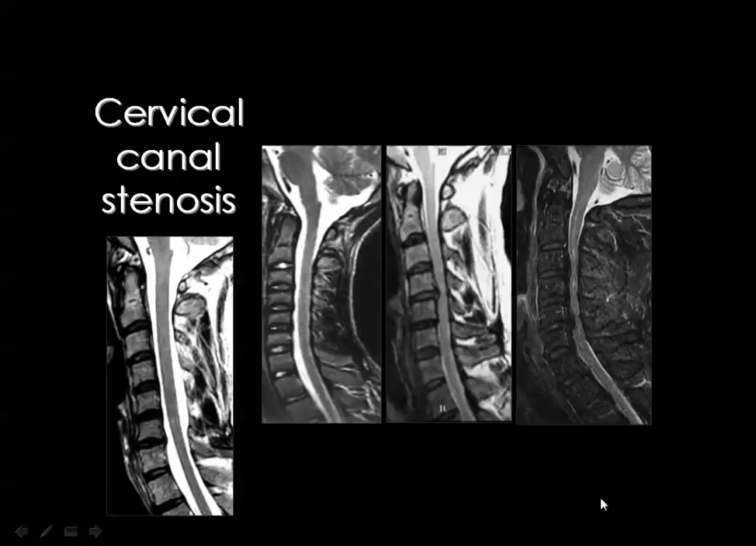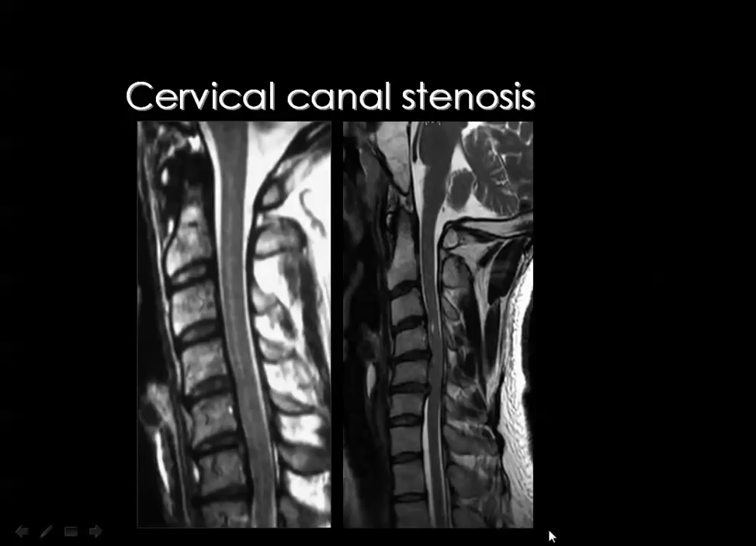In the moderate degree of spinal canal stenosis, there is obliteration of the CSF space anterior and posterior to the spinal cord. In the severe type of spinal canal stenosis, you see obliteration of the CSF space on both sides of the cord, together with reduction of the cord caliber. This is significant compression of the spinal cord compared to the segment above and the segment below.